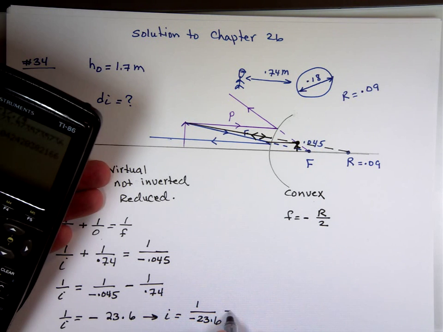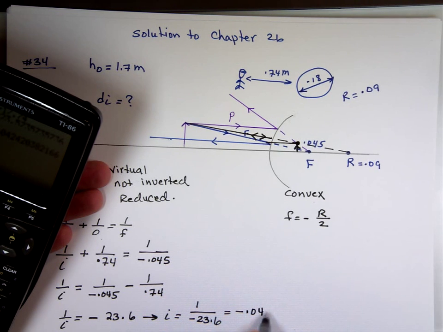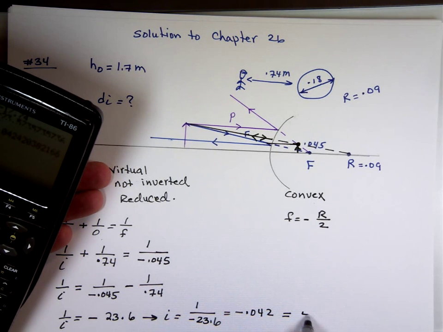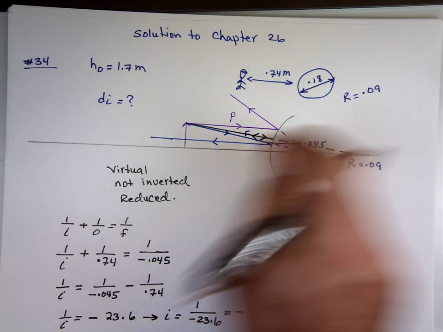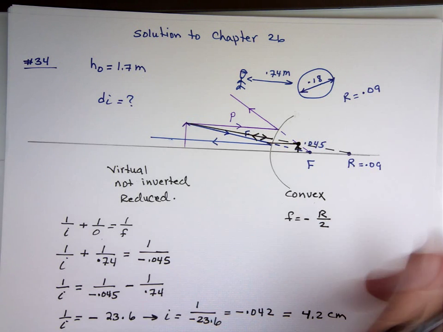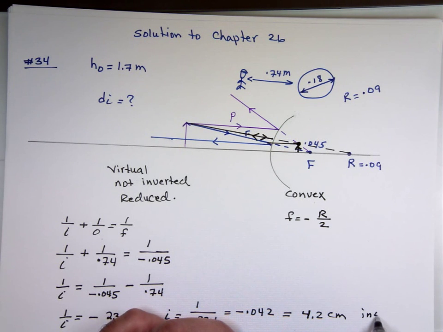Which is negative 0.042, or is that 4.2 centimeters inside that thing. The image is going to show up there, inside. It's going to look like it's sitting inside that. So 4.2 centimeters, 2 significant digits. Yep.